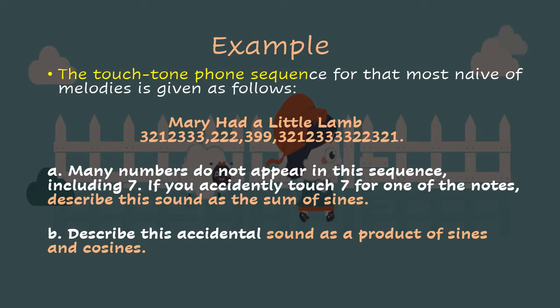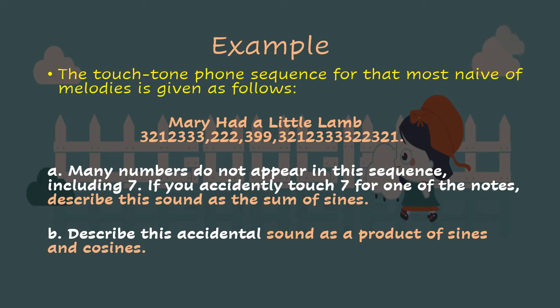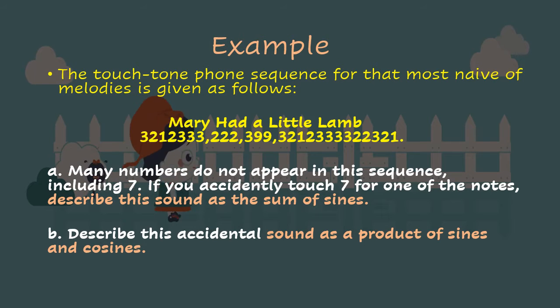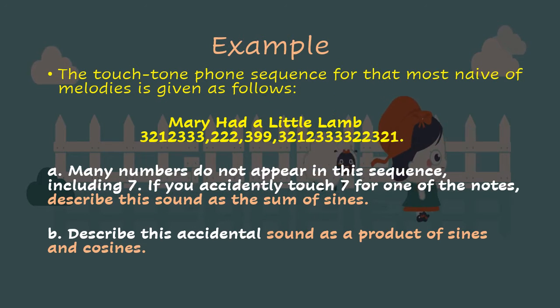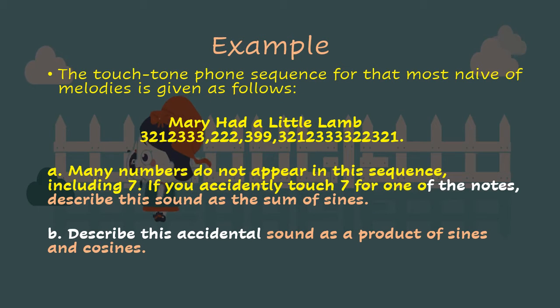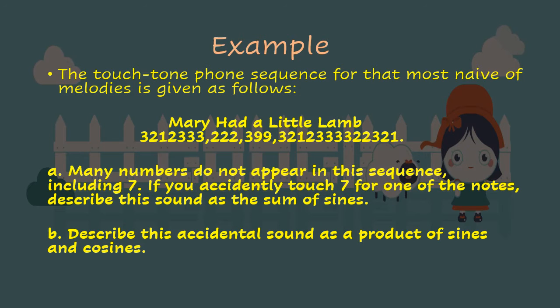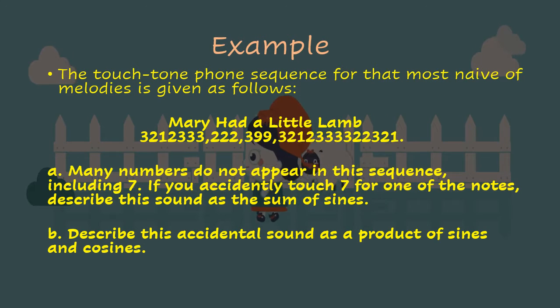So the touch-tone phone sequence for Mary Had a Little Lamb is as such. Notice 7 doesn't appear in the sequence, but if you accidentally touch 7 as one of the notes, we need to describe this sound as the sum of sines. Also, we need to describe this sound as the product of sines and cosine.